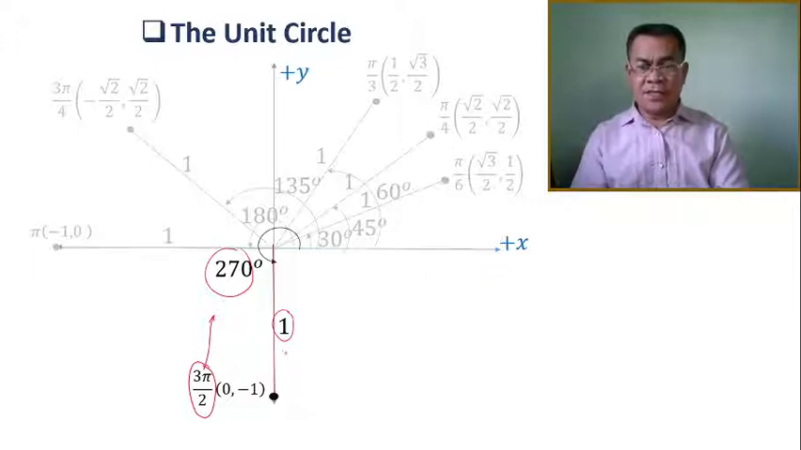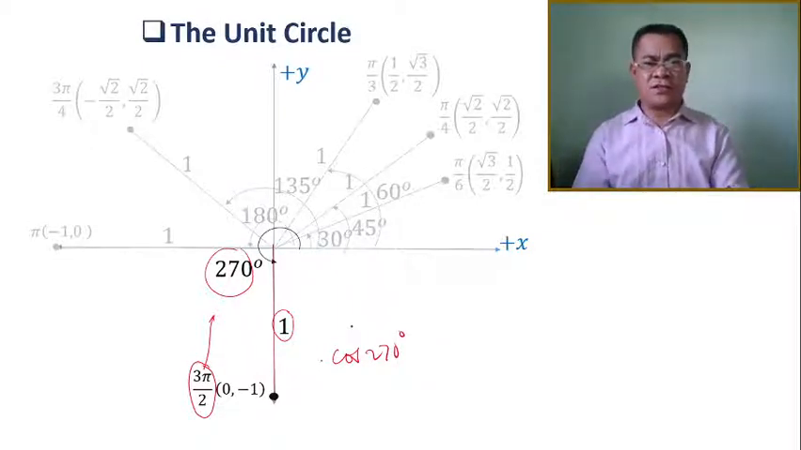So for example, the problem is: what is cosine of 270 degrees without using a calculator? All you need to do is think of the coordinate of the quadrantal angle 270 degrees. It has 0, negative 1. Now the first element, remember, is cosine. So the answer is 0. Now what is sine of 270 degrees? The answer is negative 1.